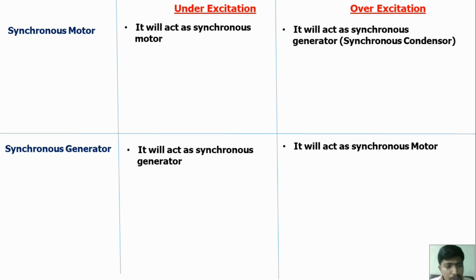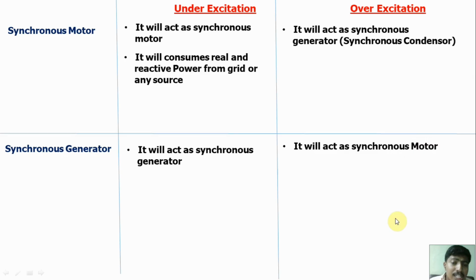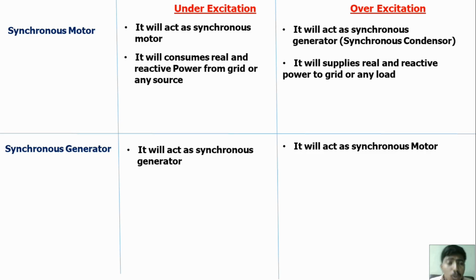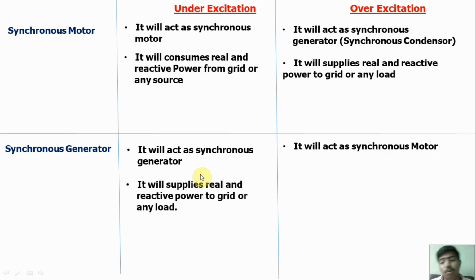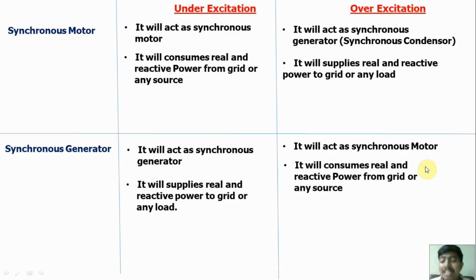We know that a motor consumes real and reactive power. So the synchronous motor consumes real and reactive power from the grid or any source. The synchronous generator supplies real and reactive power to the grid or any load. So the synchronous generator acts as a synchronous generator for under excitation, and supplies real and reactive power to the grid or load. Under over excitation, the synchronous generator acts as a synchronous motor. We know the synchronous motor consumes real and reactive power from the grid or any source.